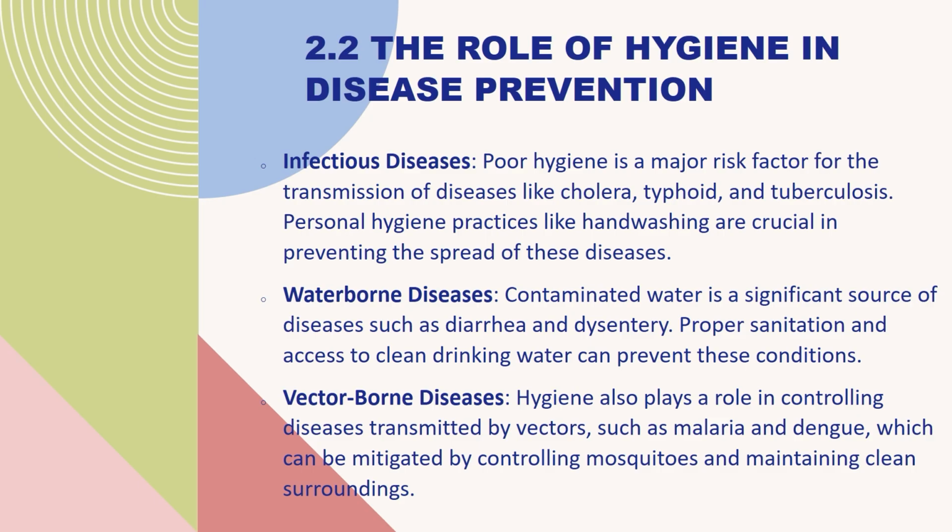Waterborne disease. Contaminated water is a significant source of diseases such as diarrhea and dysentery. Proper sanitation and access to clean drinking water can prevent these conditions. Vector-borne disease. Hygiene also plays a role in controlling diseases transmitted by vectors such as malaria and dengue, which can be mitigated by controlling mosquitoes and maintaining clean surroundings.